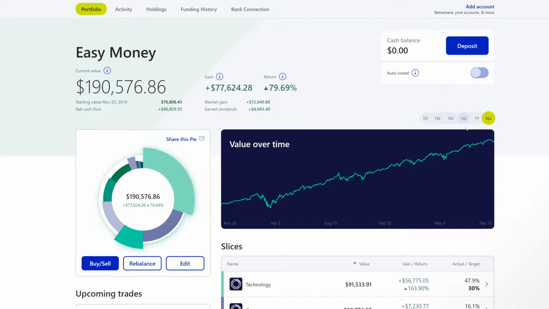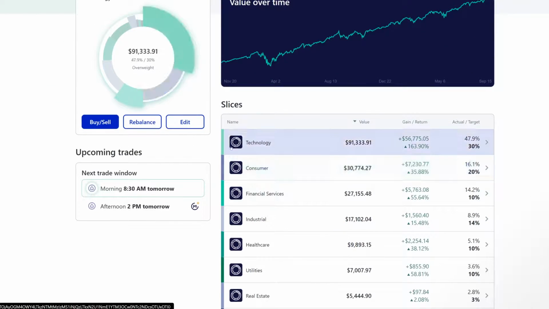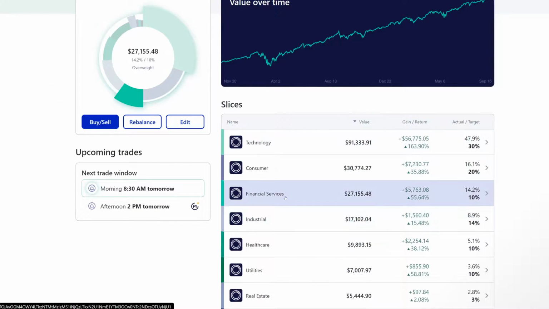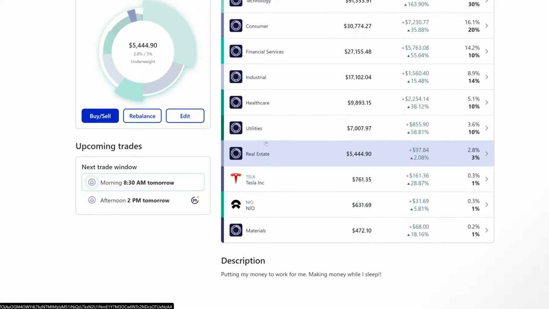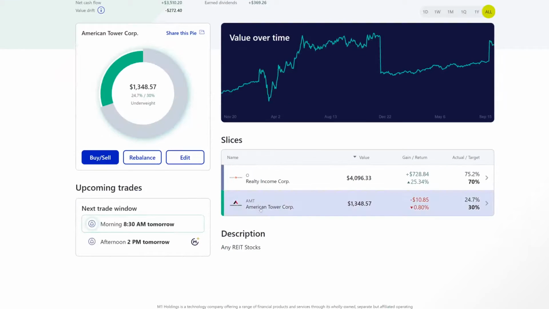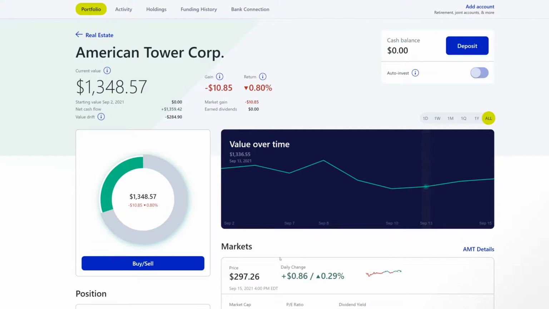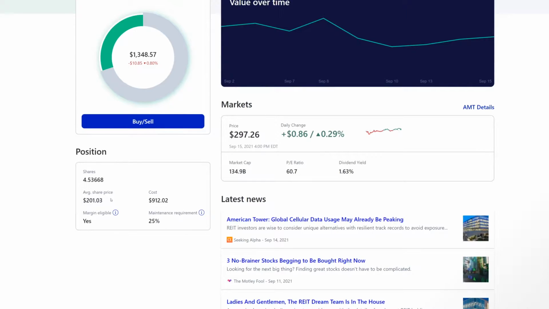But the first thing I want to show you is that I do have sub pies. They kind of represent the sectors. I used to have a communication sector, and that's where this question, or I guess tutorial, was requested from. On my real estate pie, I did go ahead and move American Tower, which used to be in my communication sub pie. I basically just moved it without really creating a taxable event.